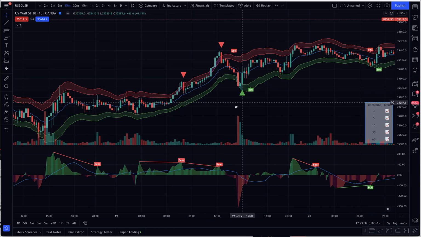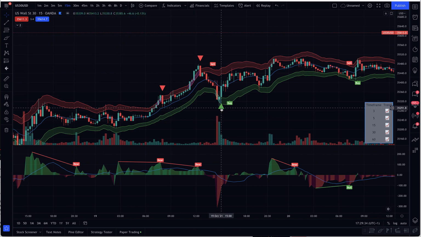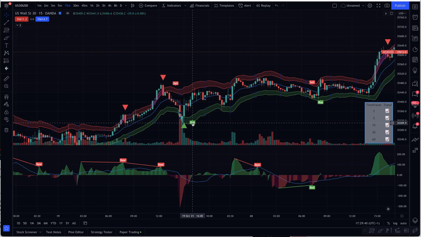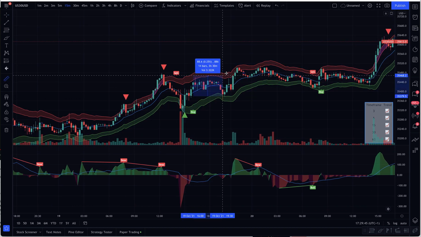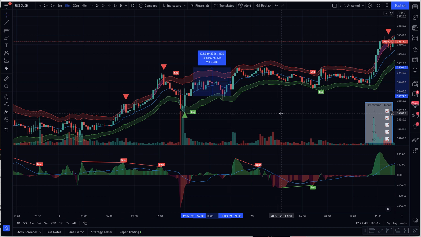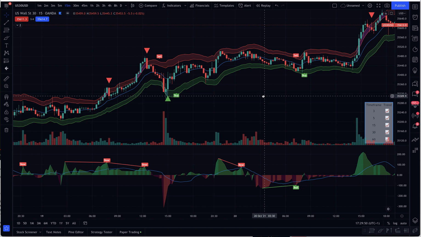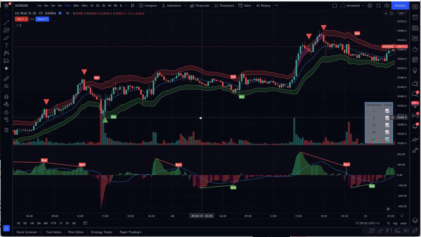This one, again, we have a green triangle. The volume is actually increasing. Look at this, volume is becoming green. We have the confirmation of an uptrend. So we go long, we go long. And what happens when you go long from here? You are making profit, 123 points on US 30. And I don't need to explain to you what that means. Look at the next one.